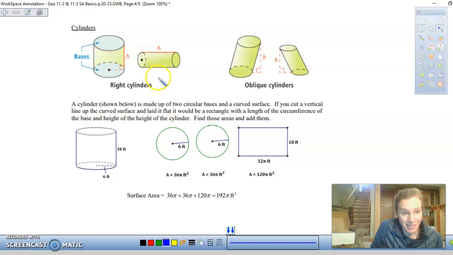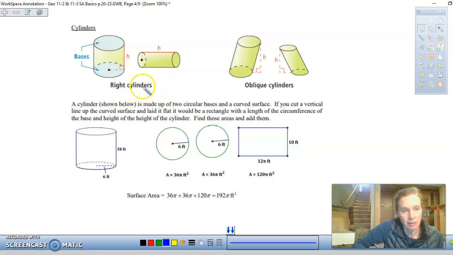So you have right cylinders and oblique cylinders. There's actually oblique prisms as well. It just means it's sort of slanted. But you're always looking for that perpendicular height, even if it's tilted. We're really only going to deal with right cylinders though.